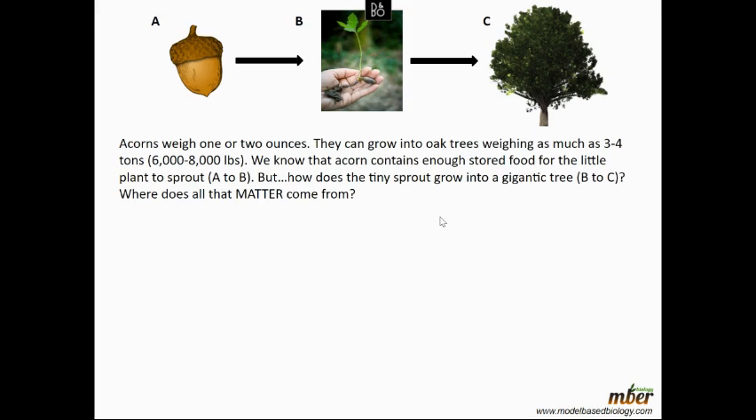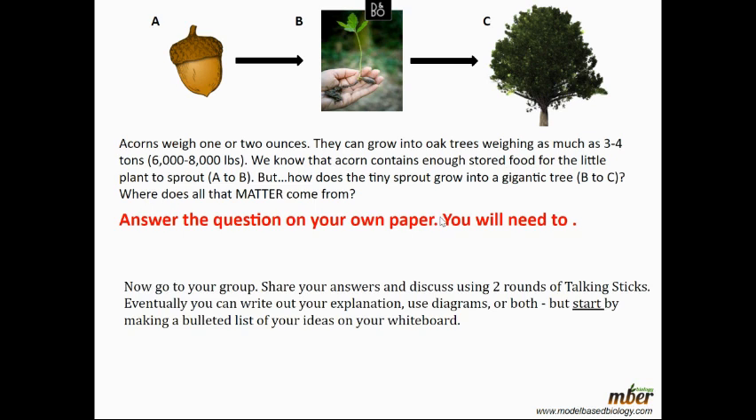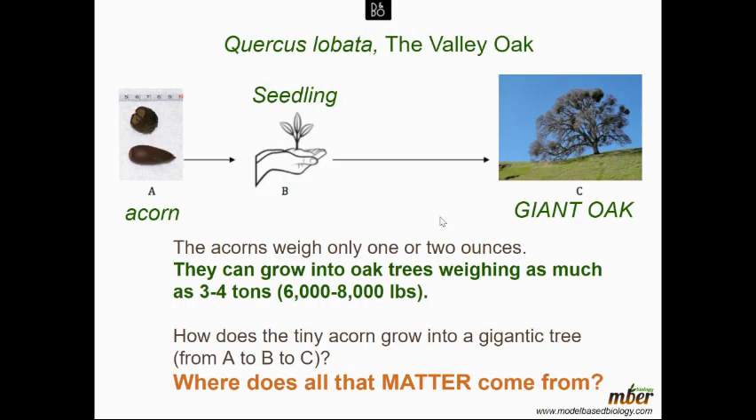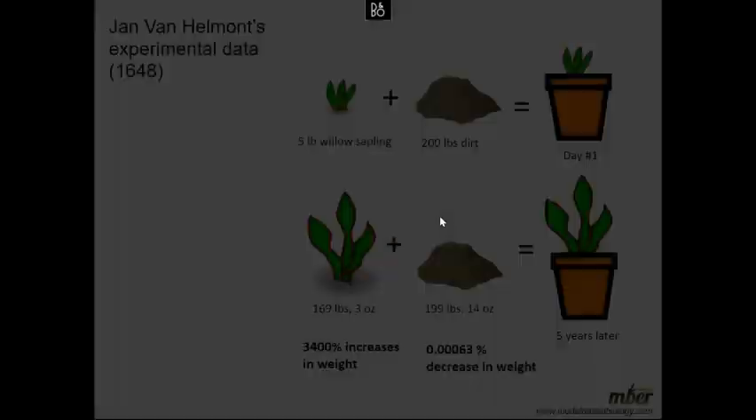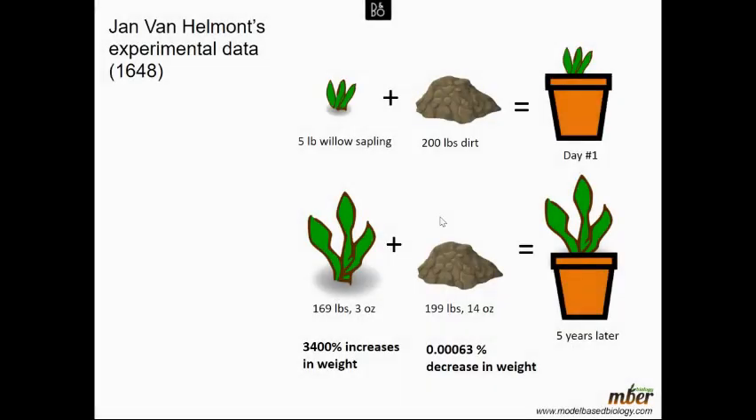So if we go back to that question about the acorn turning into the oak tree, acorns weigh 1 to 2 ounces, and they can grow into an oak tree weighing as much as 3 to 4 tons, 6,000 to 8,000 pounds. And we know that acorns contain enough stored food for the little plant to sprout from, remember, A to B. But how does that tiny sprout grow into a gigantic tree? Where does that matter come from? I'm going to ask you this again, and you're going to answer it in a discussion question again. And you're going to think about now all the glucose that is made.